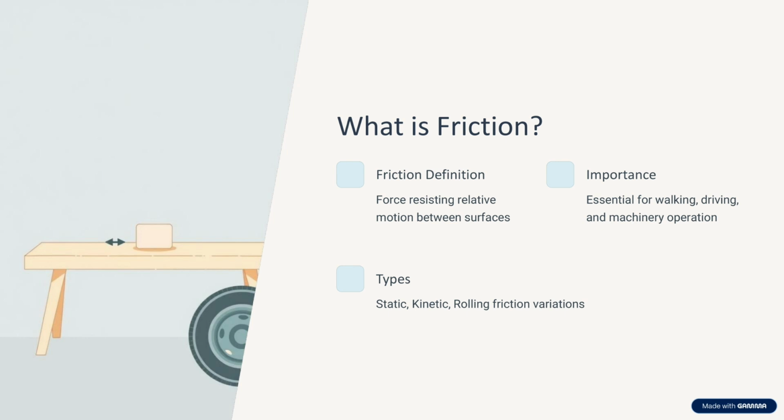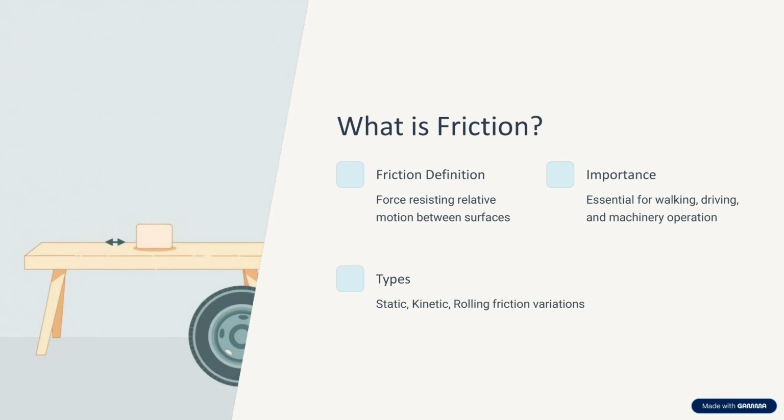And there are types of friction. First type is static friction. What is meant by static friction? It prevents an object from starting to move. It's called static friction. Second is kinetic friction. It acts when an object is already moving. It's called kinetic friction.